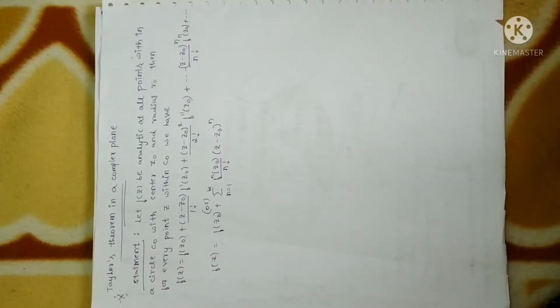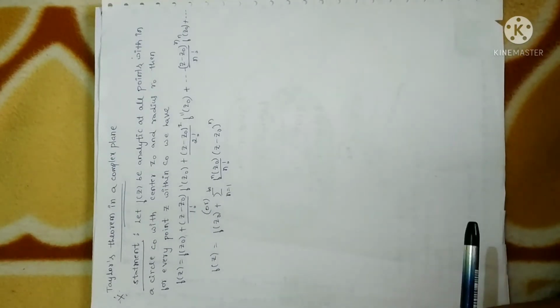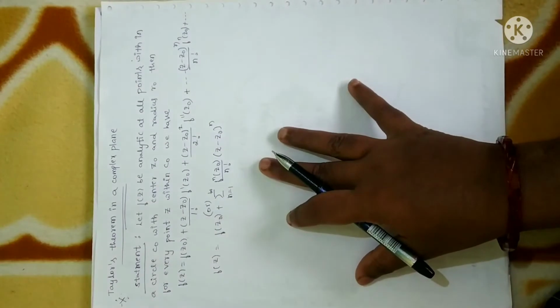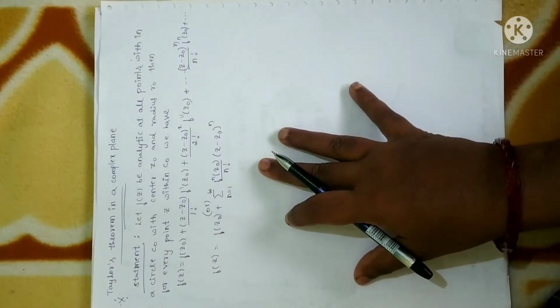Hello everyone. In the previous session we studied the theorems related to radius of convergence. Anyhow, we have problems to solve based on the same concept. So first let me complete the theorems, afterwards I'll go for the problems. The next theorem is Taylor's theorem in a complex plane.